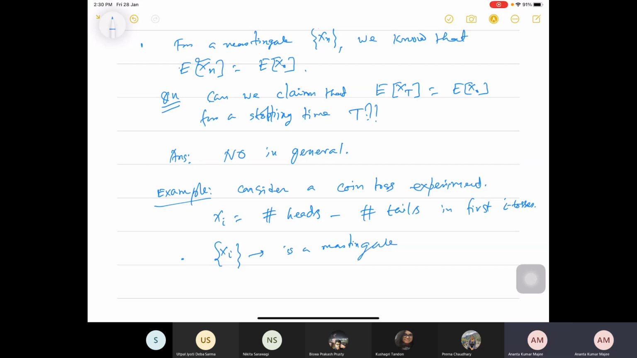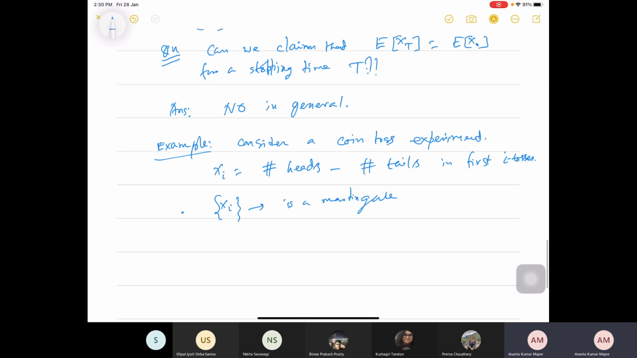Okay, always consider a fair coin. It's not the biased coin. The probability p lies between 0 and 1, but may not be half. But here I'm considering that the probability of coming head is half and the probability of coming tail is half. That means it is a fair coin. Then you check that Xi is a martingale, and the expectation of X0 is equal to 0.